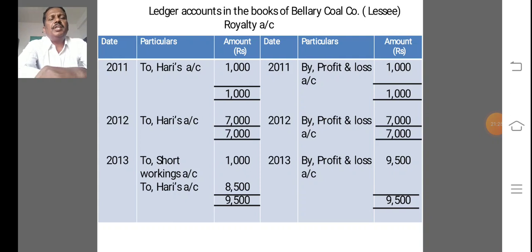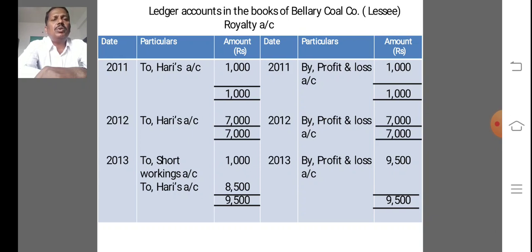The next is ledger accounts in the books of Bellary Coal Company, which is the lessee. The first account is the royalty account. How many tables? There are 6 columns: in the debit side 3 columns, in the credit side also 3 columns. First we debit to Hari's account 1,000. Hari means landlord account. By profit and loss account 1,000.